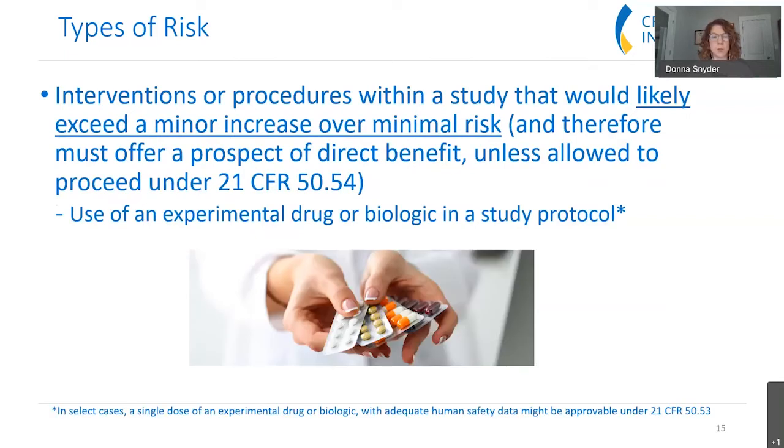There are some exceptions. In select cases, a single dose of an experimental drug or biologic with adequate human safety data might be approvable under the 50.53 criteria as a minor increase over minimal risk. So an example of that would be where we might do a single dose PK study in a child with a minimal number of blood draws that also meet that minor increase over minimal risk threshold, but we want to have adequate safety information. So oftentimes these types of PK studies are done in children where we already have adult approval of the product and we're just looking for some information to support studies in children.